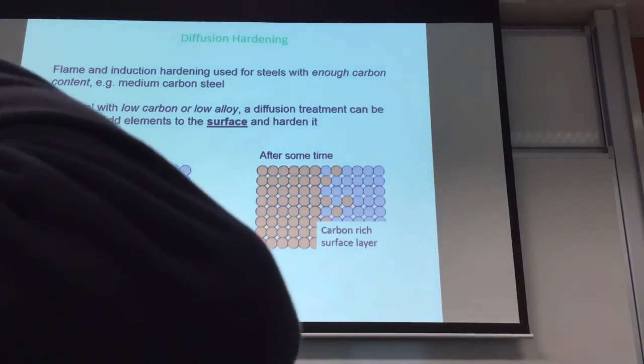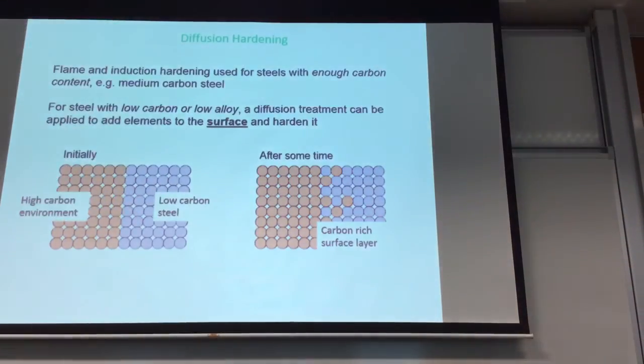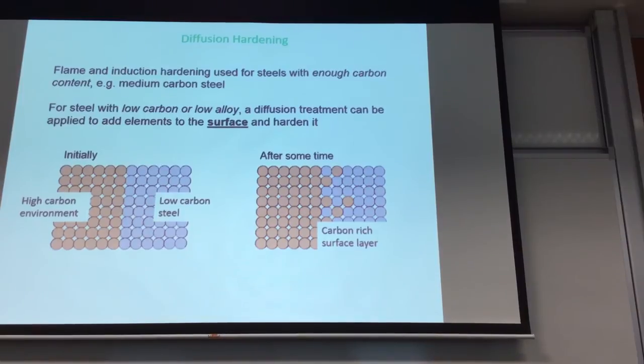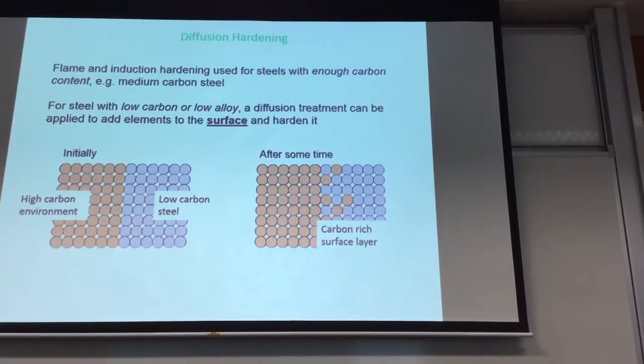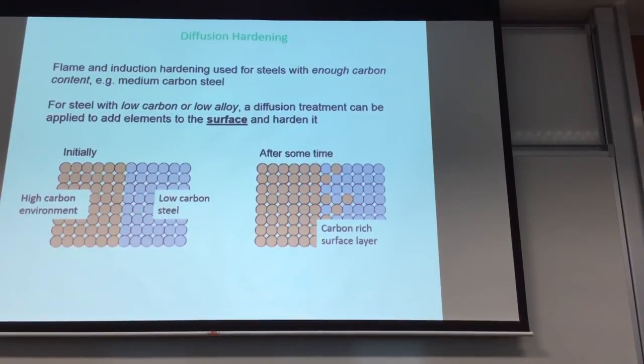Diffusion hardening is used when the steels do not have enough carbon content. So just now the two methods we saw, we heat and we quench. Those are for steels with enough carbon content. For steels with insufficient carbon content, we need to add other elements to our steel. So let's say we have a low carbon steel. We cannot heat it and quench it to form martensite.